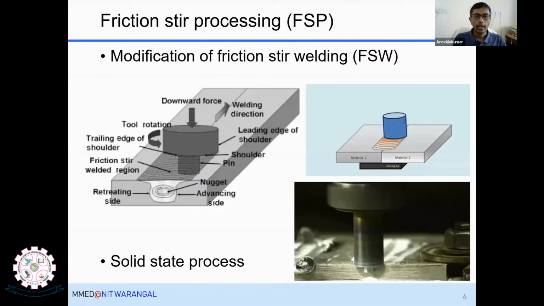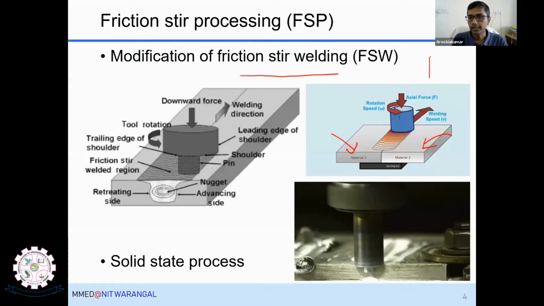And now let me introduce friction stir processing. What is friction stir processing? It's a modification of the friction stir welding process. Here I am showing two pictures. There is a material 1 and then material 2, and then we are using a cylindrical pin tool. Under this tool there is a pin. So as you are seeing here, this is nothing but the pin.